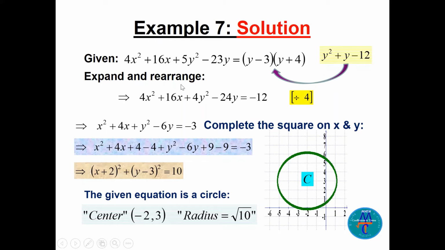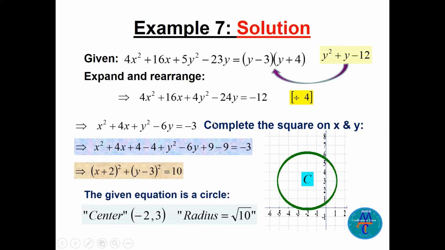16x, 5y squared. You see 5y squared? Bring y squared to this side, it becomes 4y squared. And then there is 1y; bring it there with the minus 23, it becomes minus 24y equals minus 12. Now we can divide by 4 to make it easy. Anytime you can divide by any non-zero constant, do it. So we have x squared plus 4x plus y squared minus 6y equals minus 3.